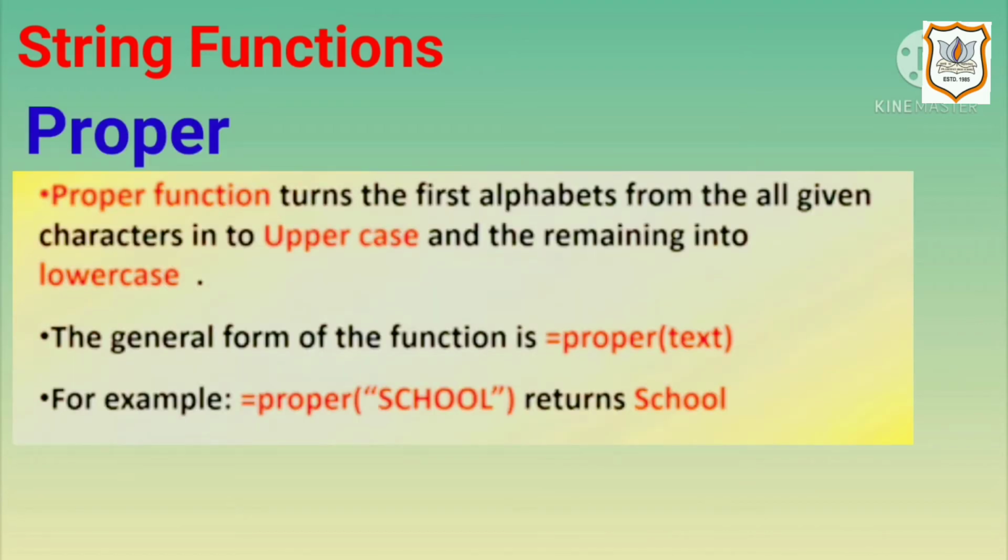The next function is the PROPER function. The PROPER function turns the first alphabet of all the given words into uppercase and the remaining into lowercase. The general form of the function is equal to PROPER inside the round bracket text. Example: equal to PROPER inside the round bracket "school" returns "School".